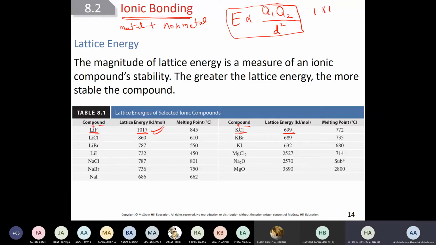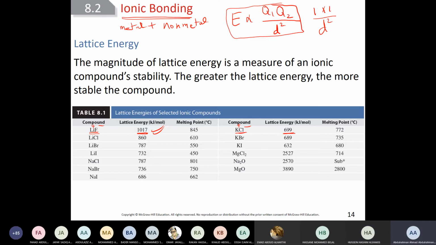Right? Yes, D squared. How about for potassium chloride? What's Q1 and Q2 for potassium chloride? Same, 1 and 1. Right?